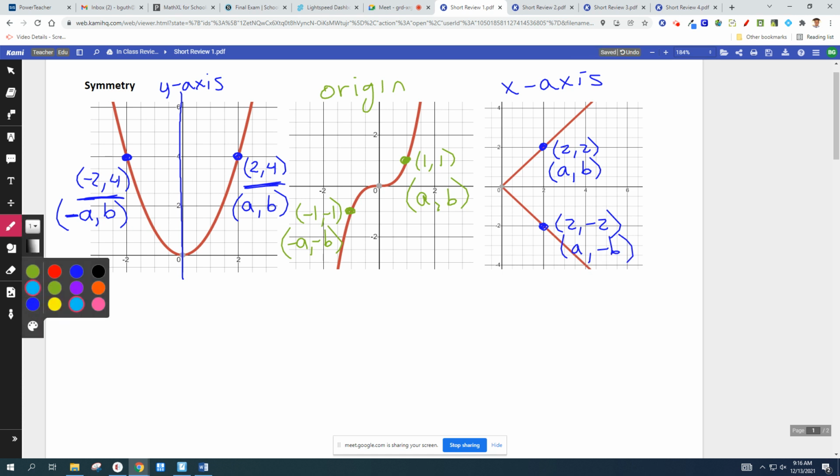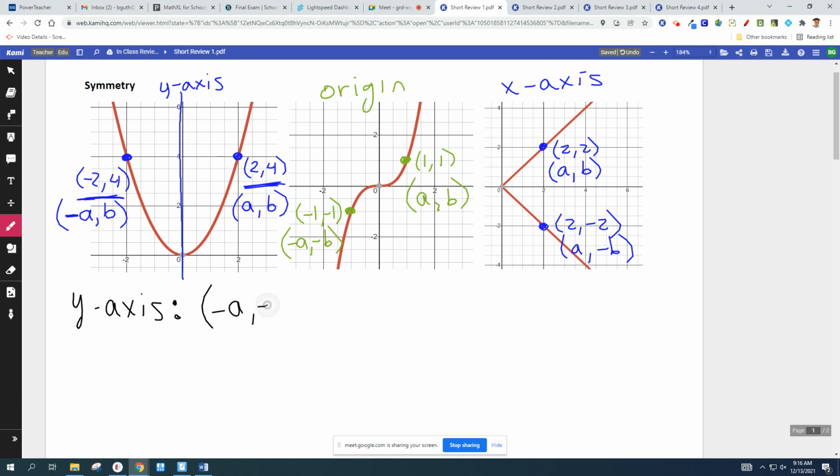Here's a good question maybe. Let's say we have y-axis symmetry. Then the point (-A, -B) becomes what? Students have a hard time with this. If it has y-axis symmetry, then what does this point become? What I remember is, with y-axis symmetry, the x-coordinate changes. And so all I would do is change the x-coordinate, and so it would be this.